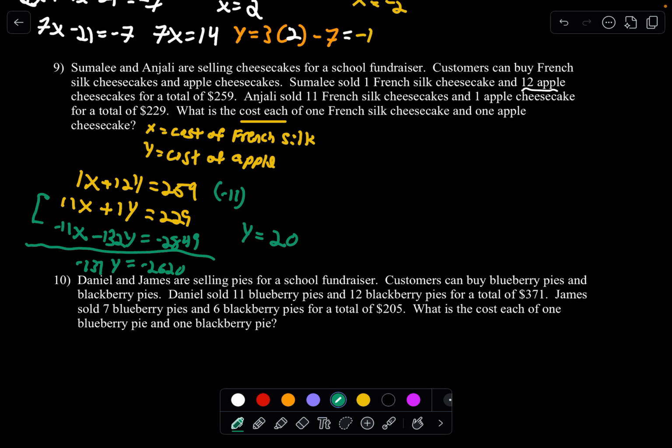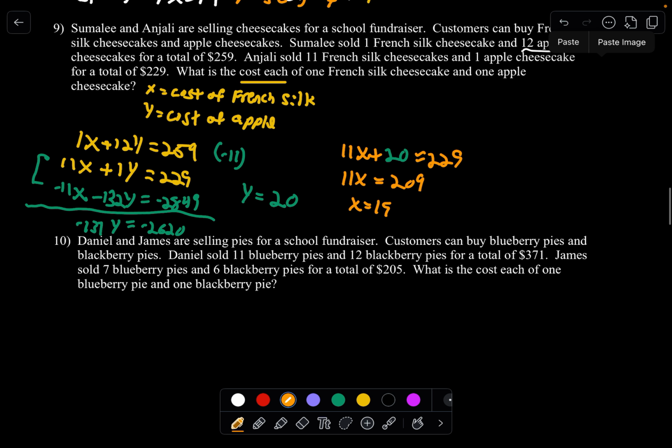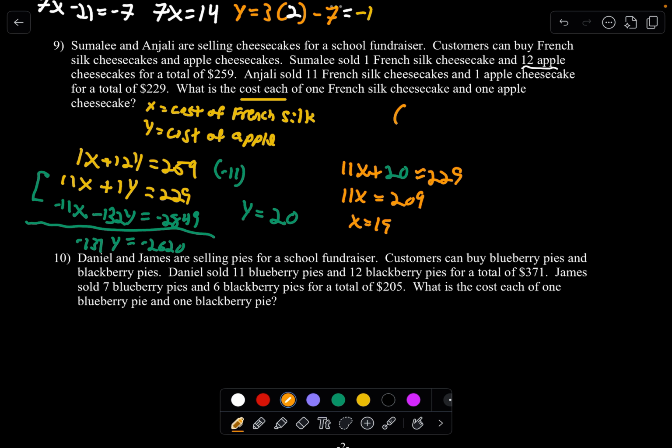So now we can plug it into either equation. I'll plug it into the bottom. 11x plus y, and y is 20, equals 229. 11x equals 209, because you subtract 20 from both sides. And that gives you x equals 19. All right? So your solution is 19 comma 20.